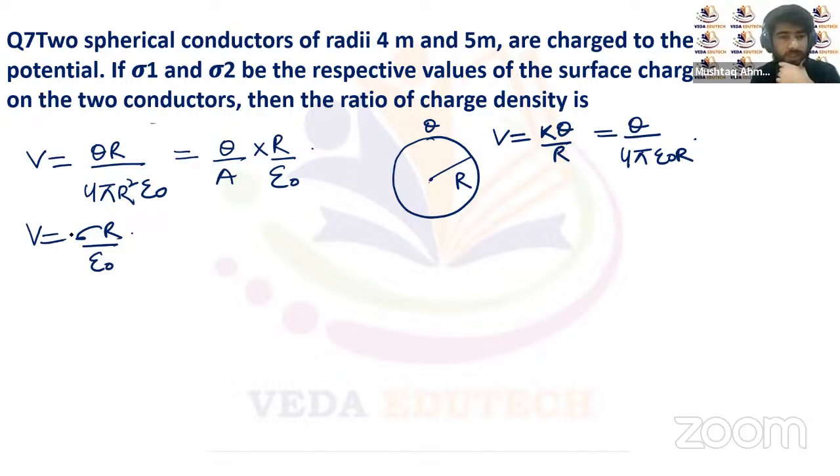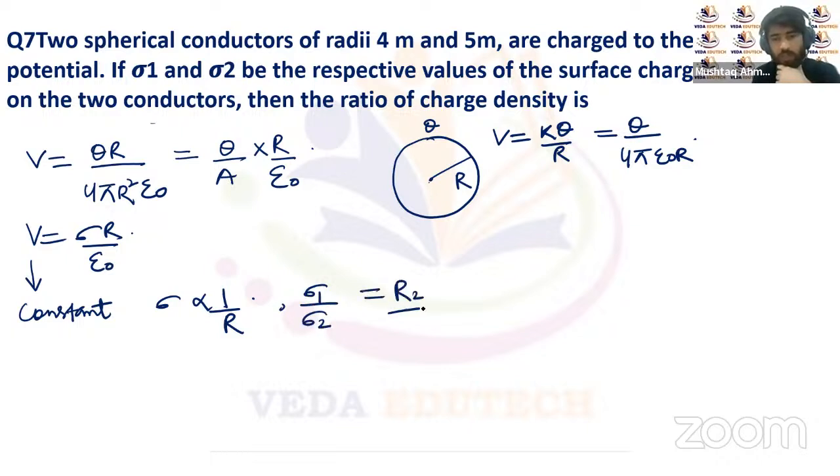Now from here you can see that if V is constant, then the charge density sigma will be inversely proportional to the radius of the conductor. So sigma 1 upon sigma 2 has to be equal to R2 upon R1, that is 5 upon 4. So this will be the ratio of the charge density sigma 1 and sigma 2 for the two conductors.